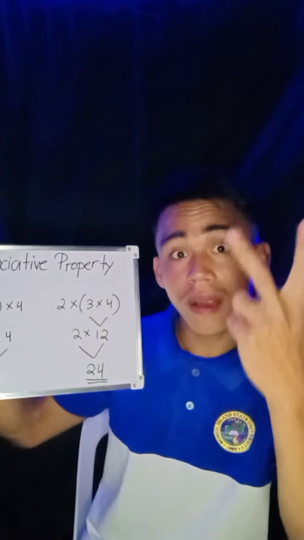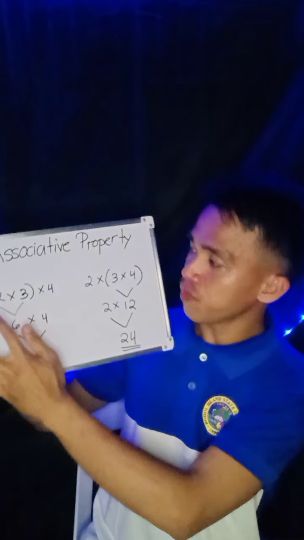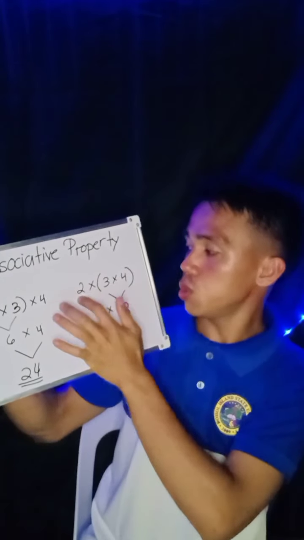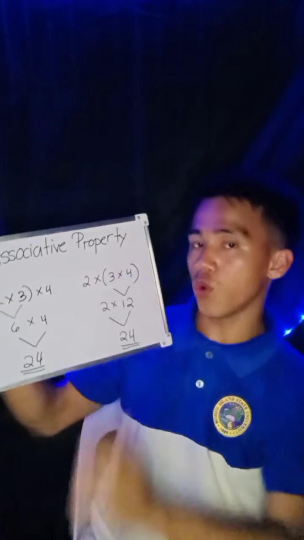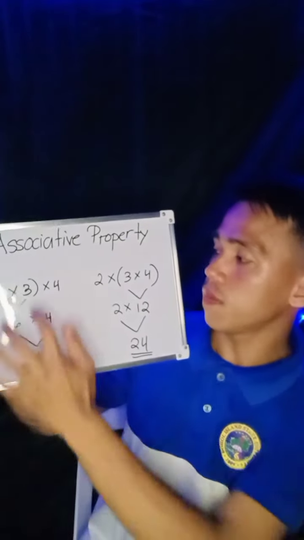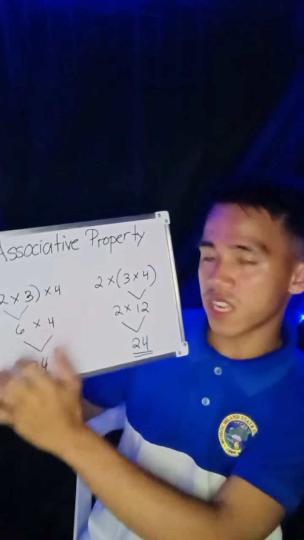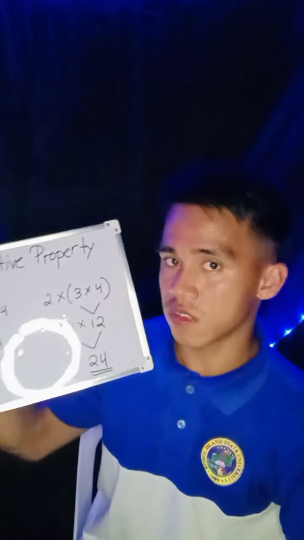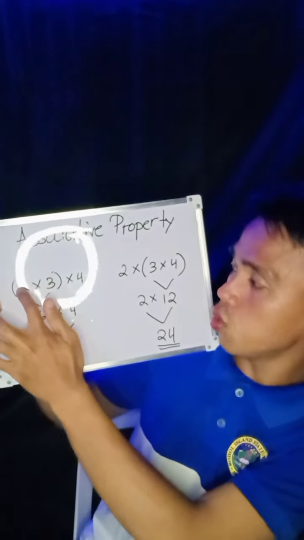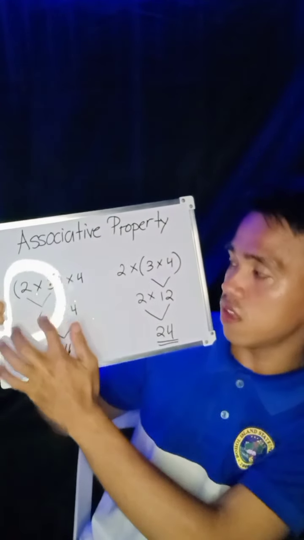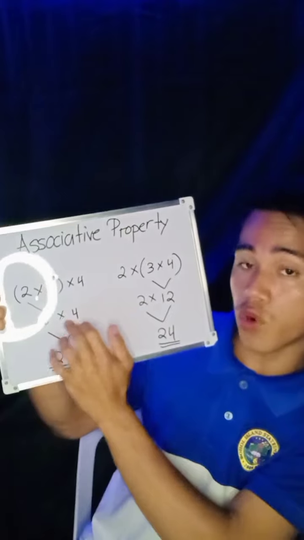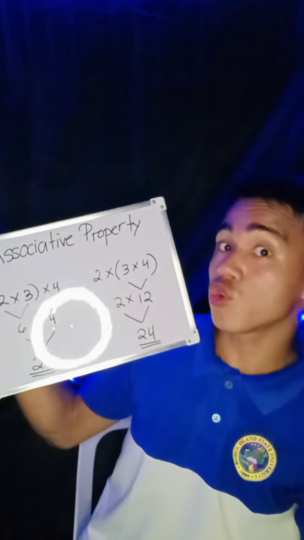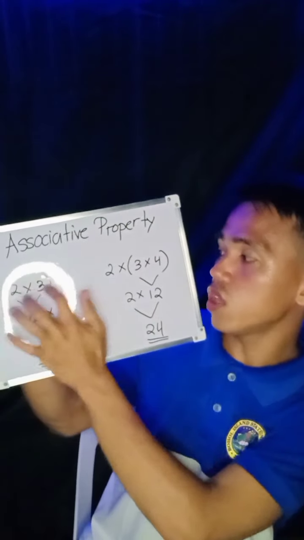We have two examples here. 2 times 3 then multiplied by 4. 2 times 3 times 4. First, we group 2 times 3, meaning the group is multiplied first. So 2 multiplied by 3 equals 6. Then we bring down 4. 6 times 4 equals 24. Now let us change the grouping: 2 times the group of 3 and 4.